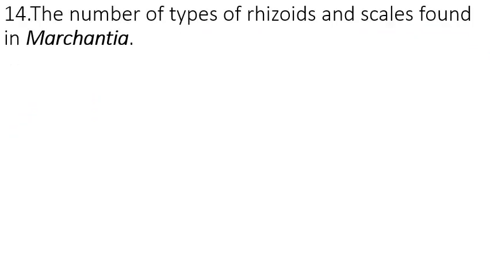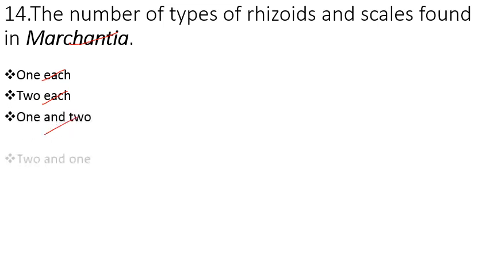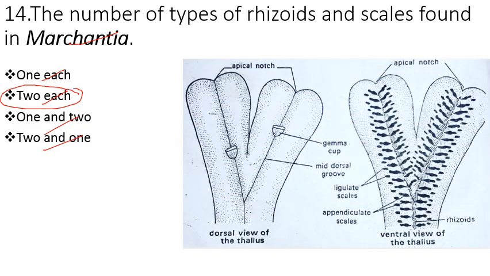Next question, the number of types of rhizoids and scales found in Marchantia. Our options are 1 each, 2 each, 1 and 2, or 2 and 1. So its right answer is 2 each. Means in Marchantia, two types of rhizoids are present and two types of scales are found.